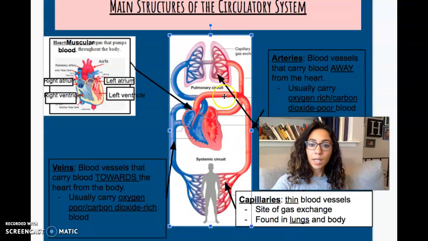We've also got blood vessels. Arteries carry blood away from the heart that's full of oxygen. Capillaries are those tiny blood vessels where gas exchange can happen, so oxygen and carbon dioxide can pass through those cell walls. And then veins carry blood back to the heart.